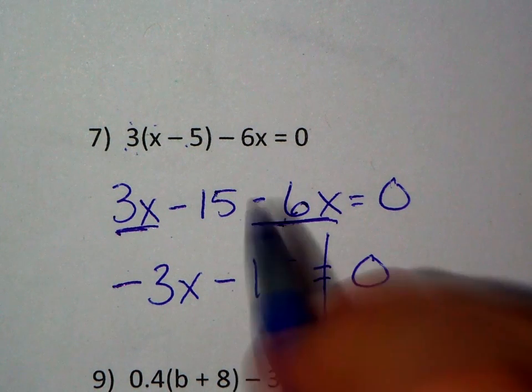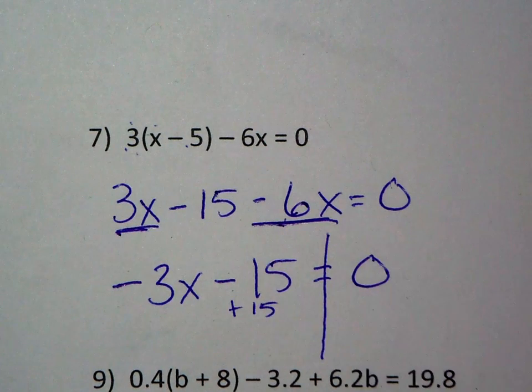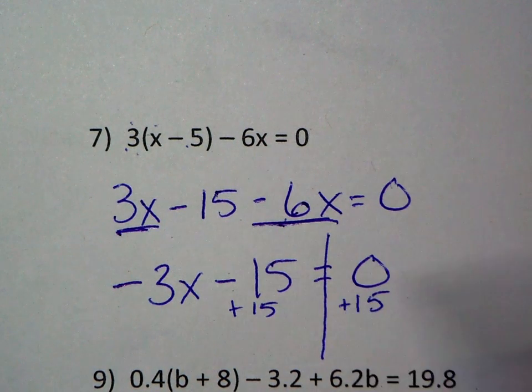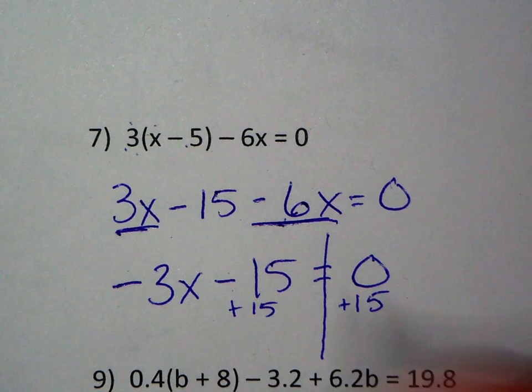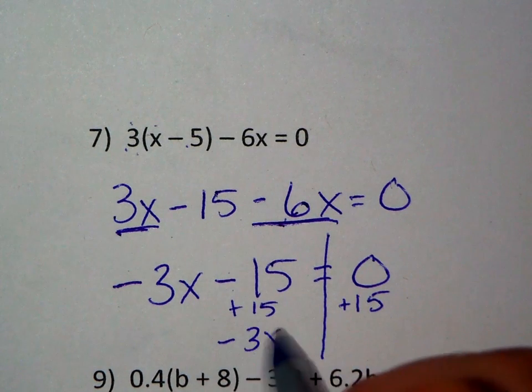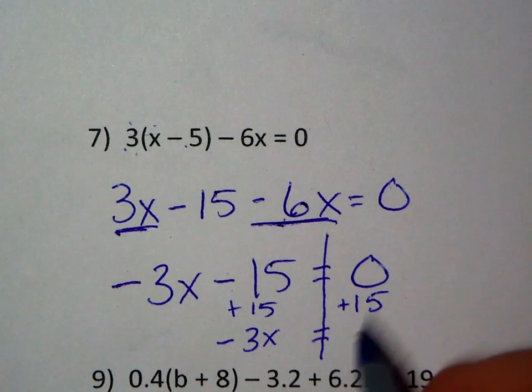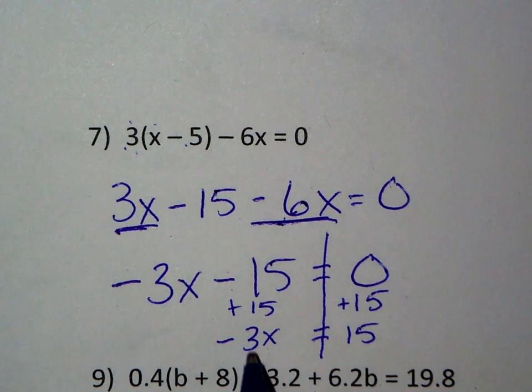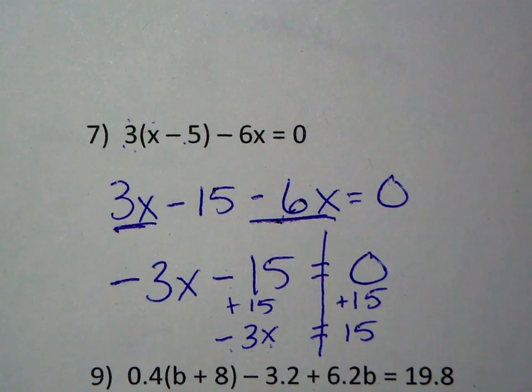So I can add 15 to my left side. What I do to the left side, I have to do the right side, so I will add 15. That will give me negative 3x equals 15. Now I want to unmarry the negative 3 and the x.